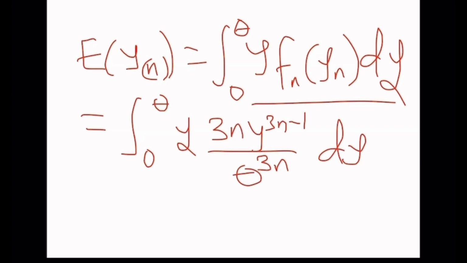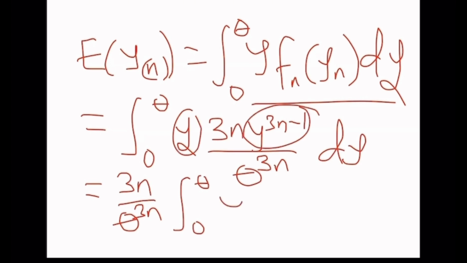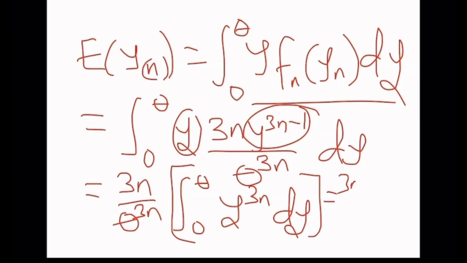Okay, when you take a look at what I have right now, I can first write 3n divided by, bringing out the constant, combining this with this. I'm actually going to have 3n dy. Then I'm going to have y raised to power 3n after integrating that, divided by 3n plus 1. I shouldn't forget that's going to go from 0 to theta.